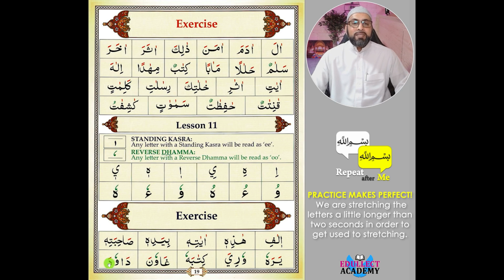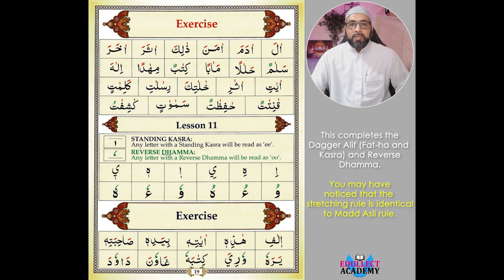Dawuda. Dal alif, fatha da. Okay. Waw, reverse dhamma woo. Okay. So both are long. Dal at the end isn't long. So it's Dawuda. One more time. Dawuda.